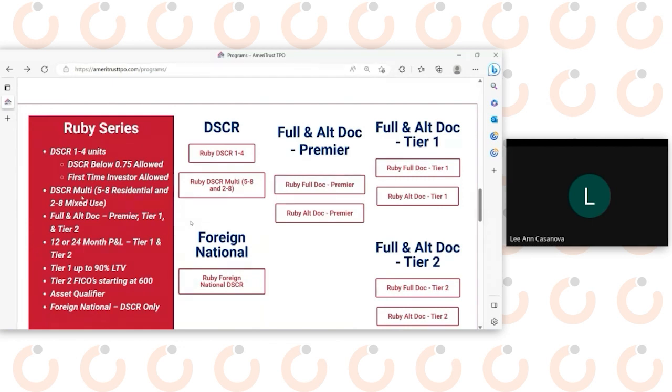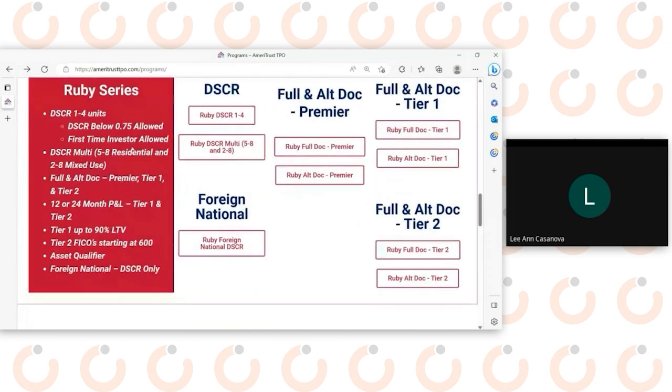And absolutely, this is the place. This is the series I was referring to about the P&L only. Right here. You don't need backup bank statements. You need that P&L letter. You get the accountant to do the attestation letter, and you are good to go. Okay? So this is the home for that. They also do a great job on the foreign national. All right?